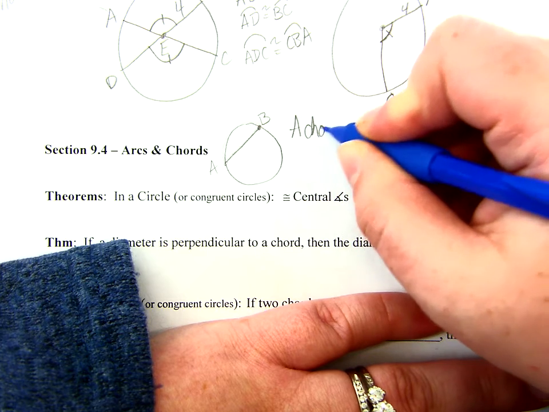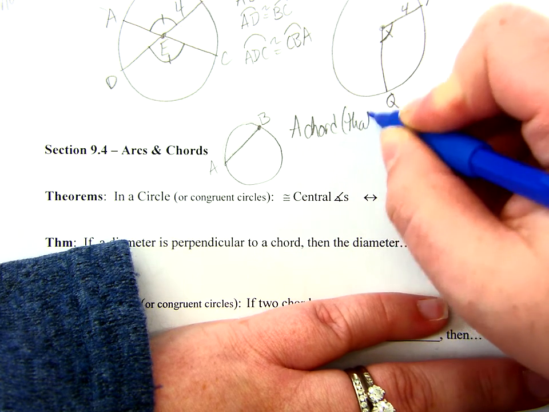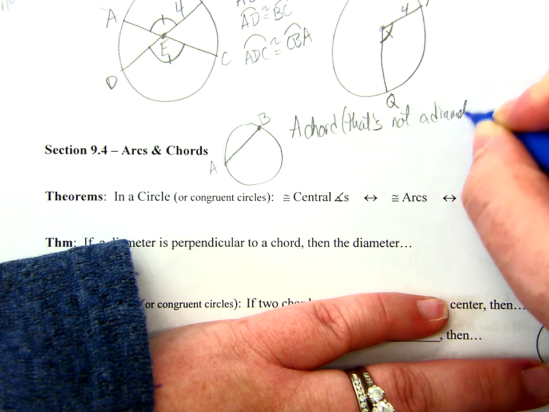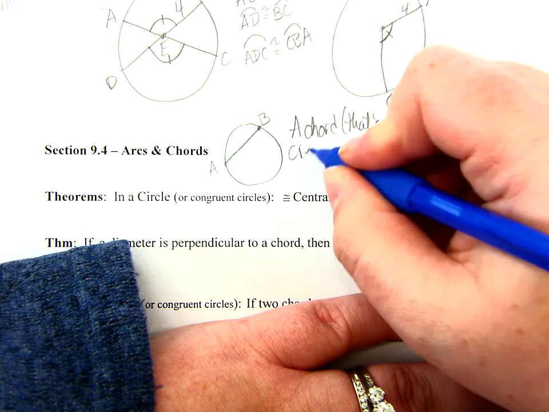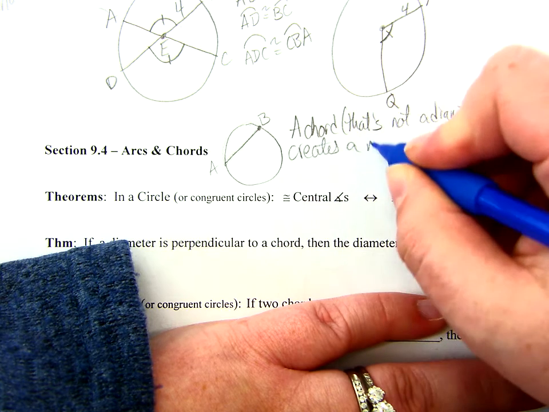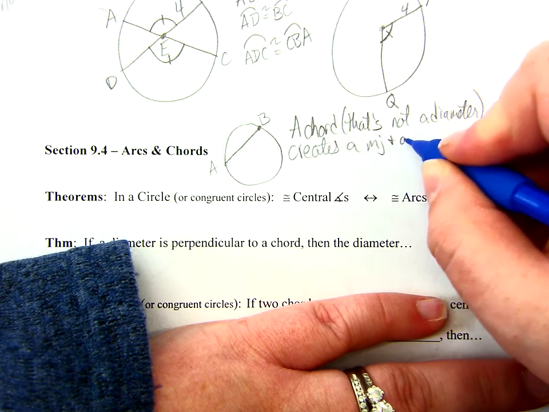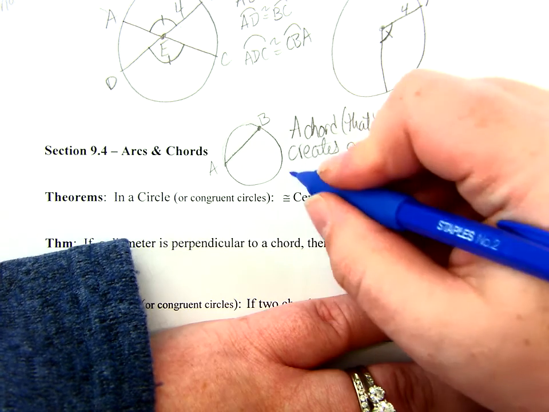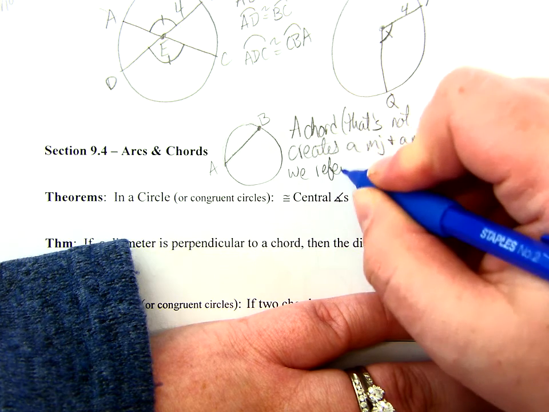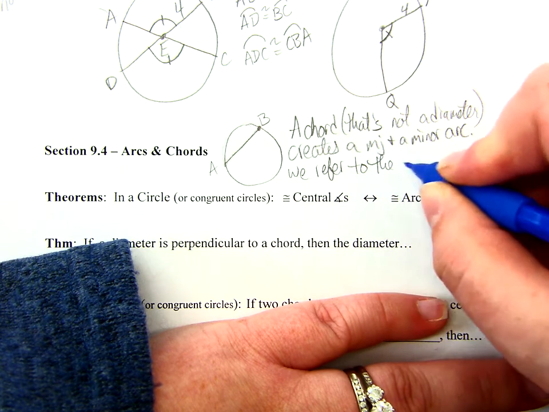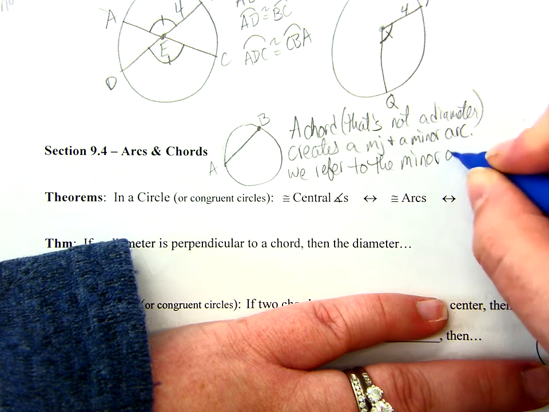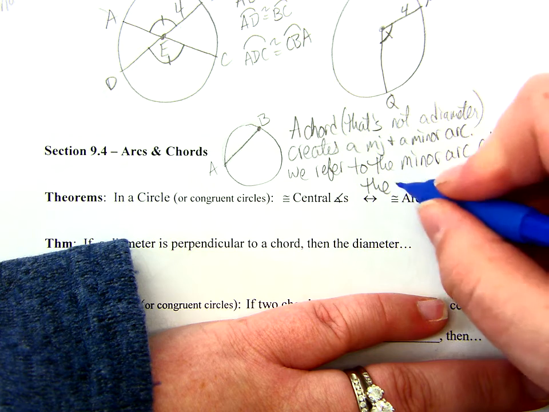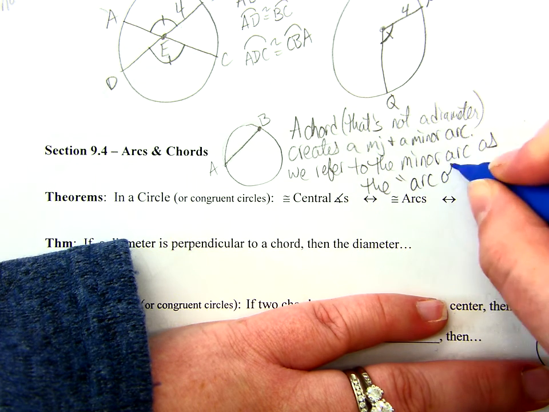A chord that's not a diameter creates a major and a minor arc. We refer to the minor arc as the arc of the chord.